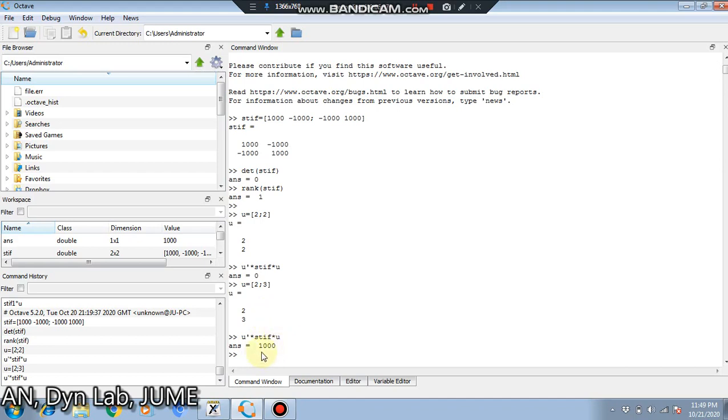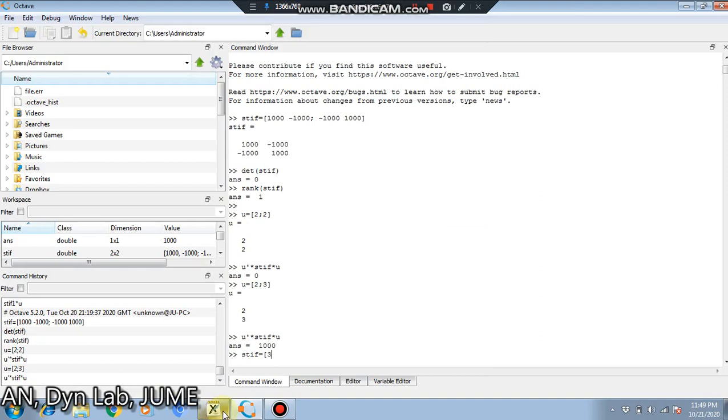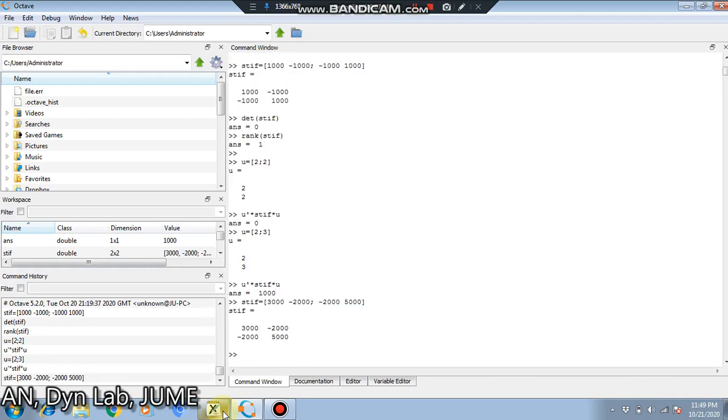So let us say stiff equal to 3000 minus 2000. Then second row, minus 2000. It has to be symmetric, and 5000. Okay. So this is the stiffness matrix stiff, and the right hand side, the F we call, F is 10 and 20. So further remember.